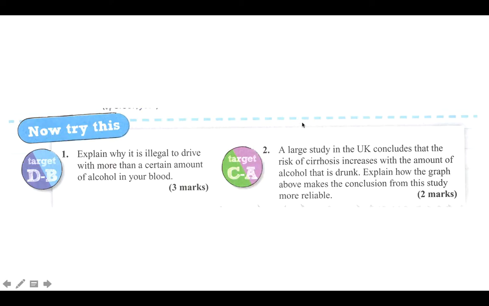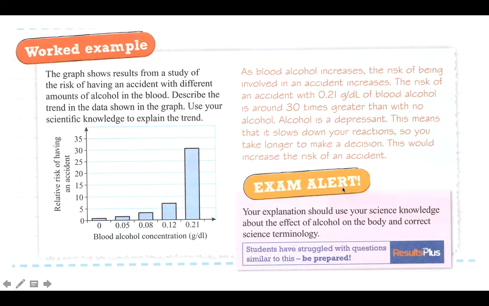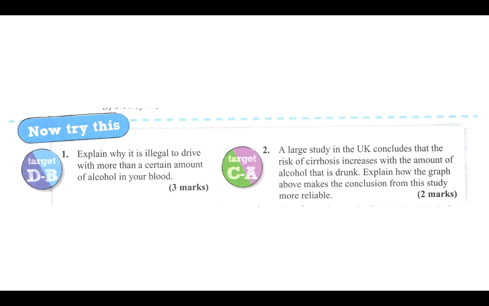A large study in the UK concludes that the risk of cirrhosis increases with the amount of alcohol that is drunk. Explain how the graph above makes the conclusion from this study more reliable. So, as we saw, where is this graph? Have I not put it in? No, I have not. So, I'm sorry about that question. I didn't realise that I hadn't put it in.